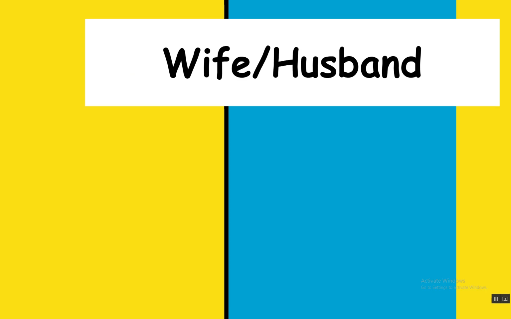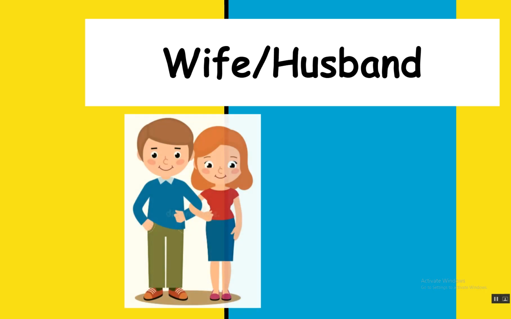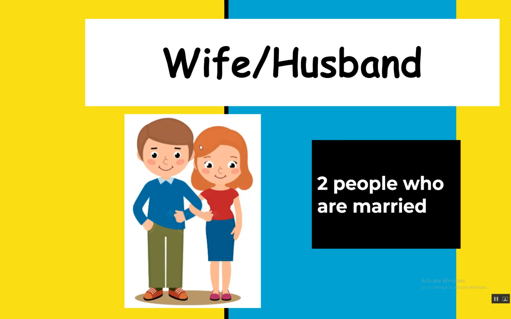Wife or husband. Wife is the female, husband is the male, and they are married. So a wife and a husband are two people who are married.